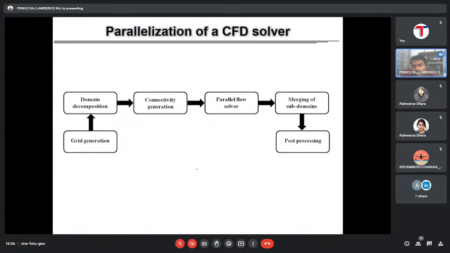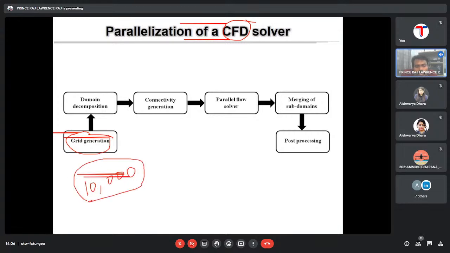Those who already know computational fluid dynamics, that is CFD, you generate some mesh in the beginning, that is grid generation. Now the question is, how many cells are you having? For example, you may have only 10,000 cells. That is okay, 10,000 cells you can run in a single processor, your laptop will handle. But for example, I'm talking about 10 crore cells. Your laptop cannot handle 10 crore cells unless it is a very special laptop.